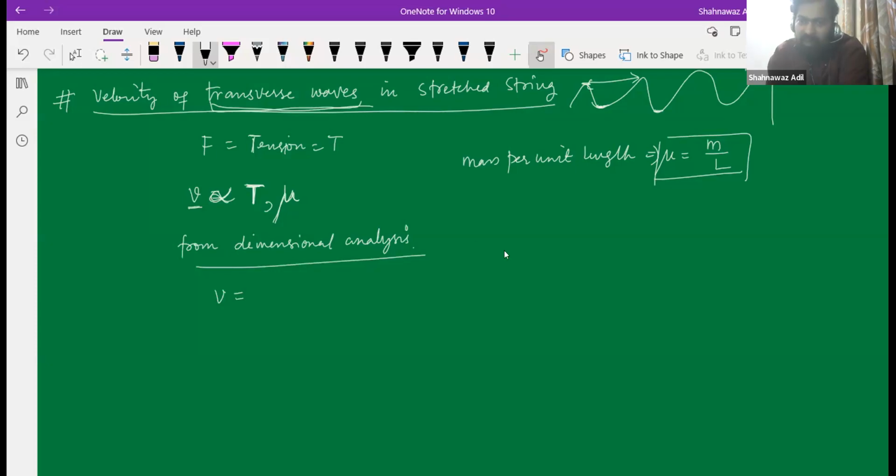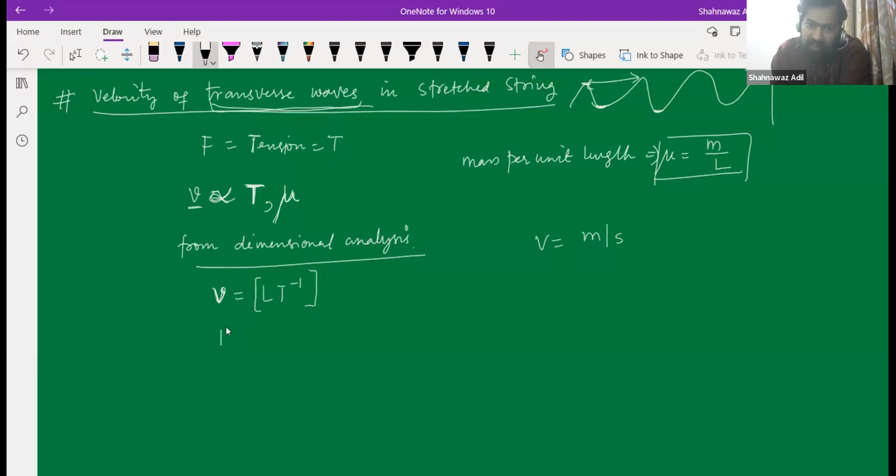What would be the dimension of velocity? First chapter, right? Velocity is meter per second, L T minus 1. So LT minus 1 would be the dimension of velocity.